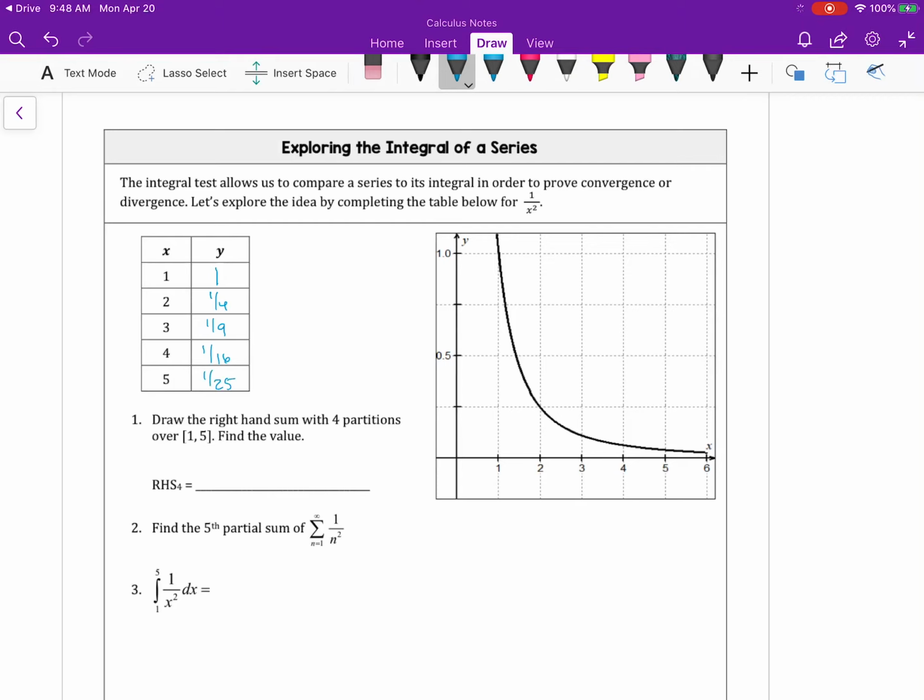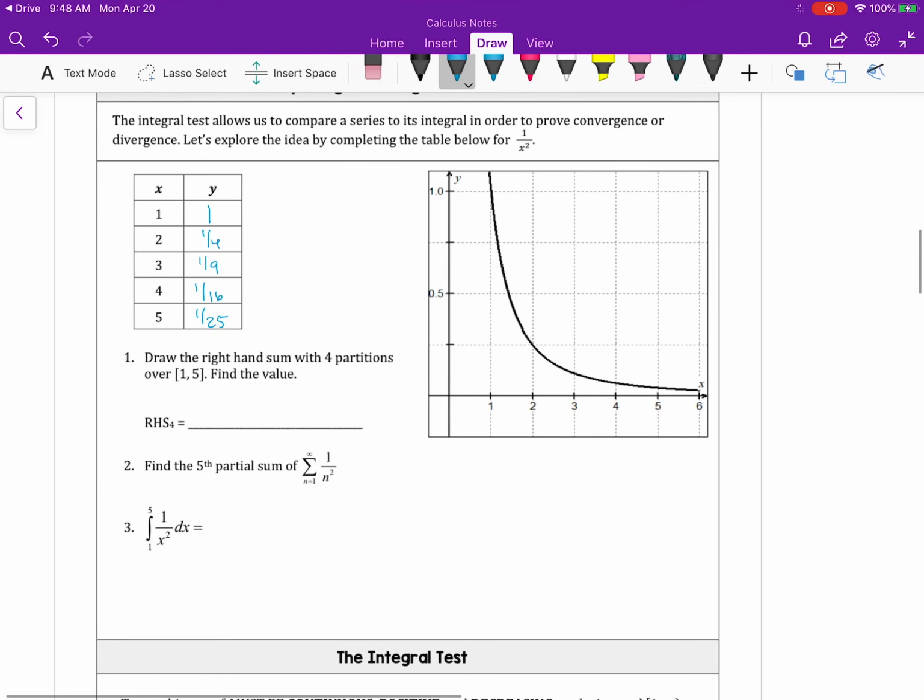So if I put a 1 in, I'm going to get 1. If I put a 2 in, I'm going to get 1/4. If I put a 3 in, I'm going to get 1/9. If I put a 4 in, I'm going to get 1/16. And if I put a 5 in, I'm going to get 1/25. Okay, and they've got it graphed here. So draw the right-hand sum with 4 partitions over the interval from 1 to 5.